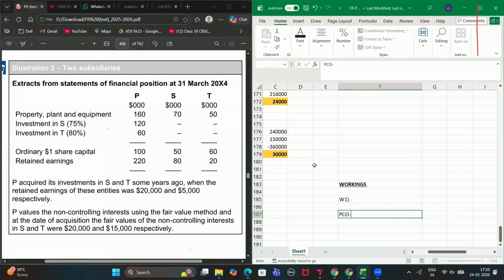How will we show the group structure in this case? We have P company, which acquired S company. How much of the shares of S company is acquired by P company? It's 75%, right? What about T company? How much did we acquire? 80%. We acquired 80%.